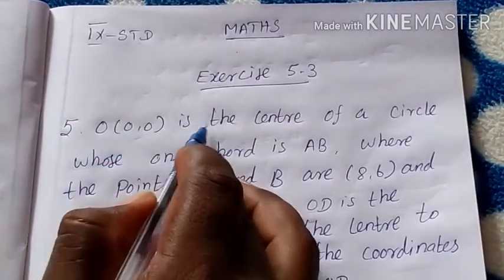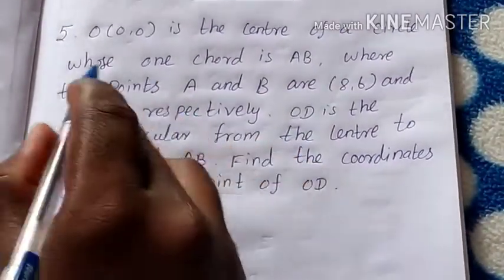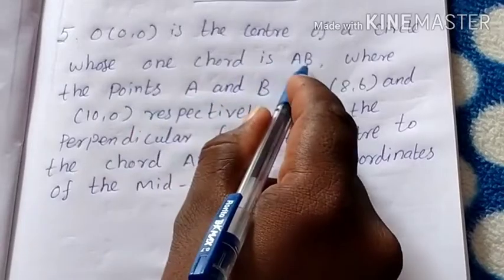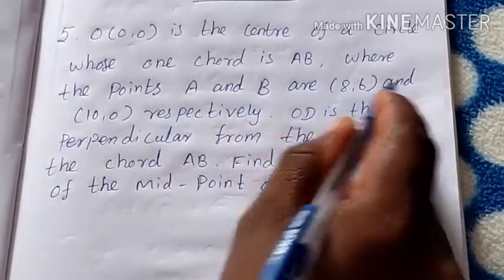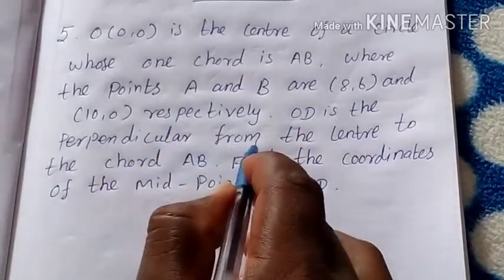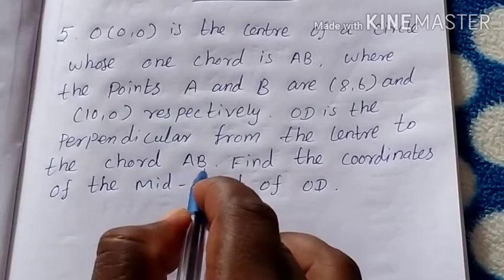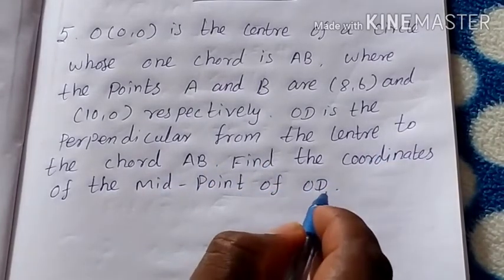O (0, 0) is the center of a circle whose one chord is AB, where the points A and B are (8, 6) and (10, 0) respectively. OD is the perpendicular from the center to the chord AB. Find the coordinates of the midpoint of OD.